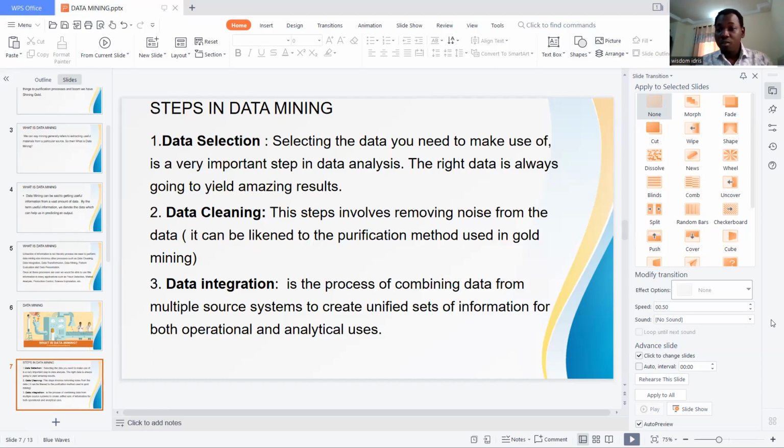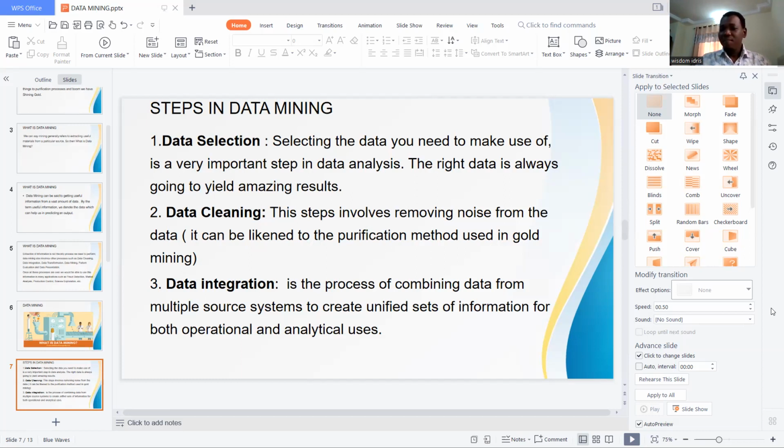If you are not making use of the right data, you probably will not get the right analysis. You have to inspect, okay, what sort of information do I need for me to make an informed decision about whatever I'm trying to do? You have to make use of the right data. When you use the right data, you get the proper results.